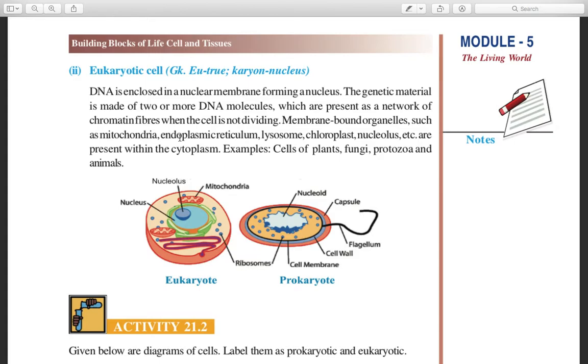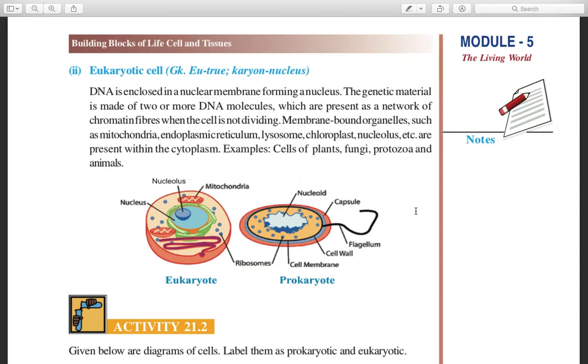made up of two or more DNA molecules which are present as a network of chromatin fibers. Chromatin fibers are basically DNA, the nuclear material, so they have to be kept inside the nucleus. The protein molecules are roped along with the DNA so that they stay, and that is what is called chromatin fibers. You got it? So chromatin fibers is basically DNA tied around with protein, that you have to remember.